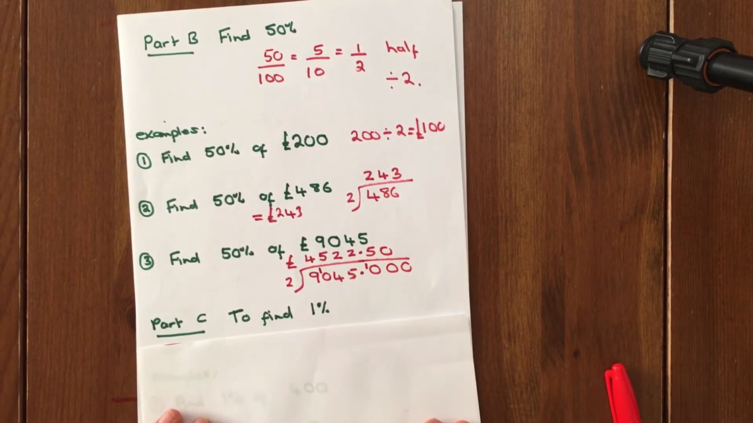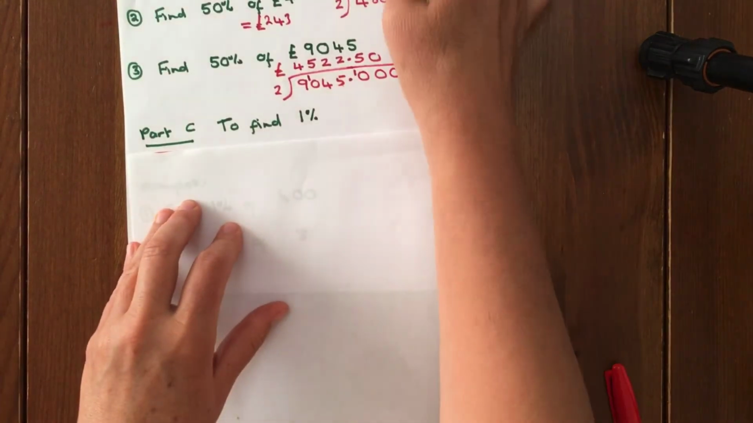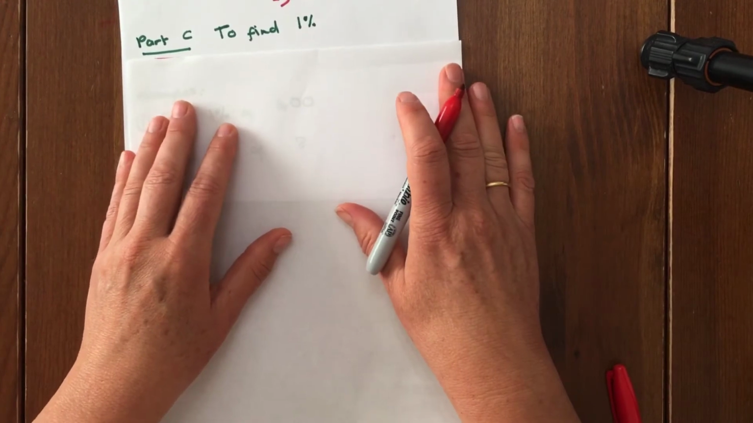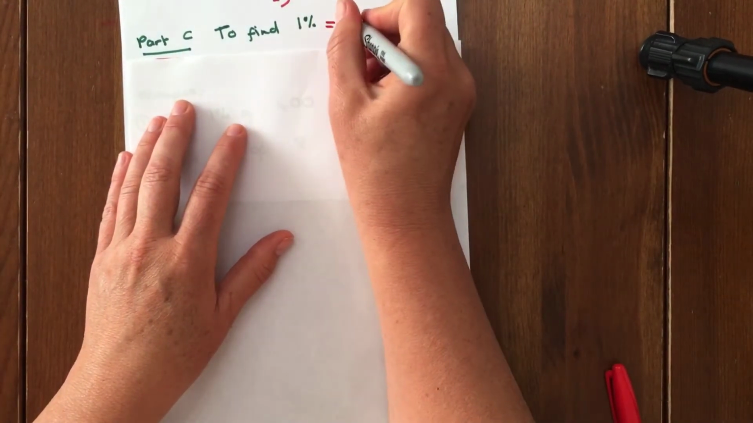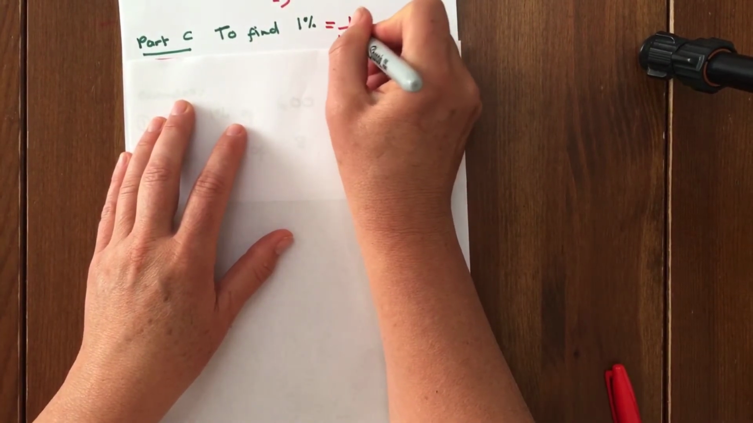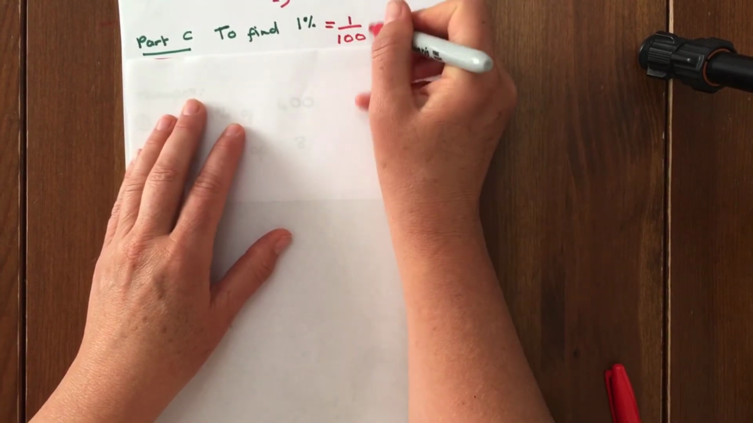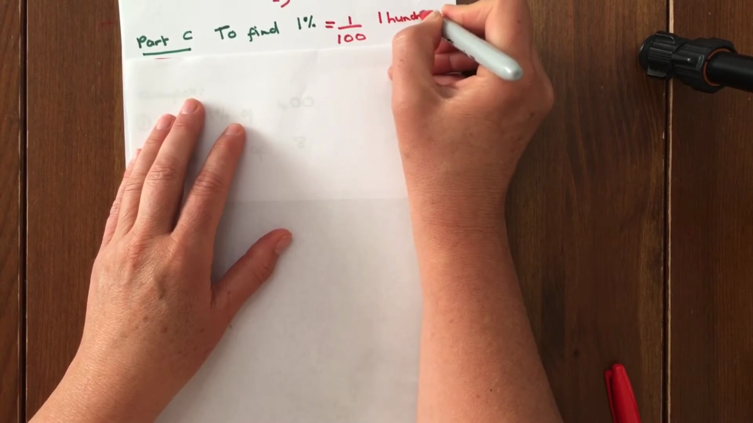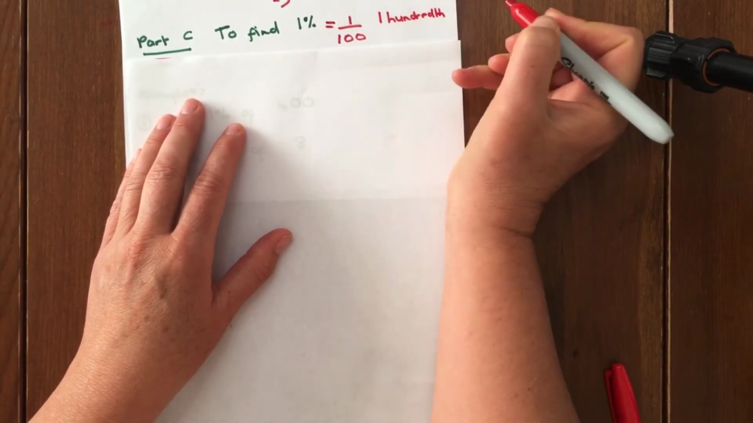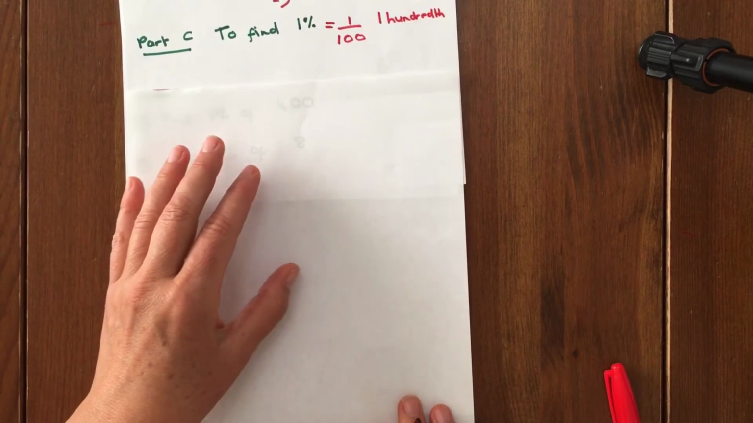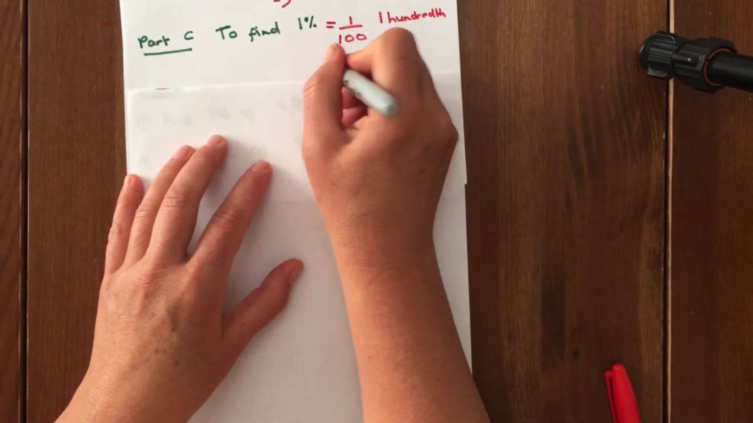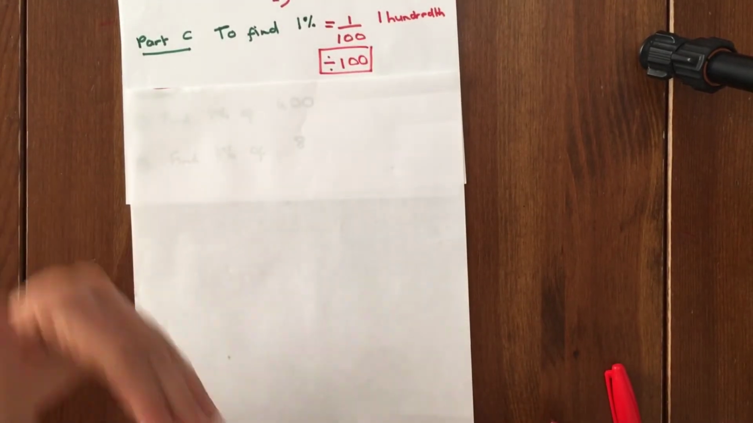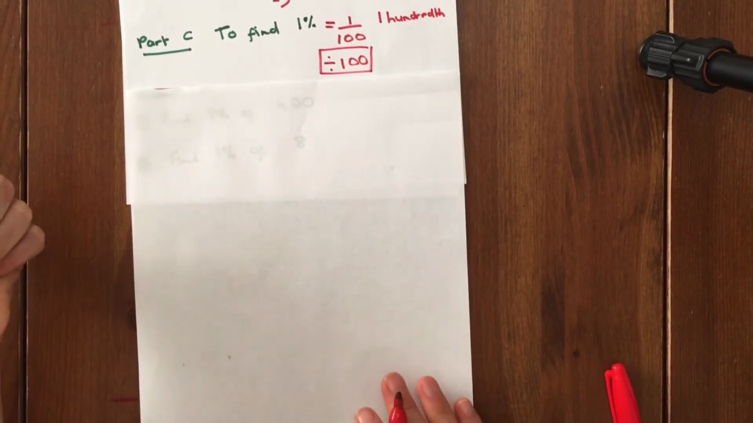Okay, and part C of my video now is how do I find 1% of something? Well, write this key fact down: 1% means 1 out of 100. So to find a 100th of something, what do I do? Well, I divide by 100. Okay, so to find 1%, I divide by 100. So that's your key fact for part C.